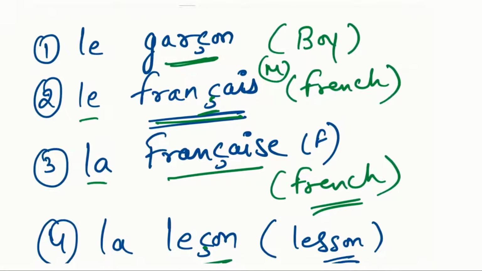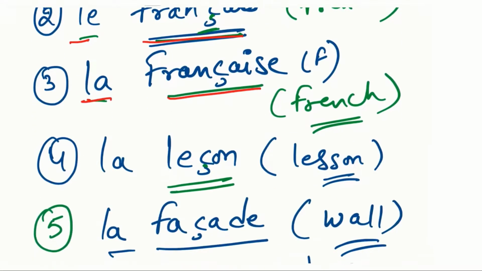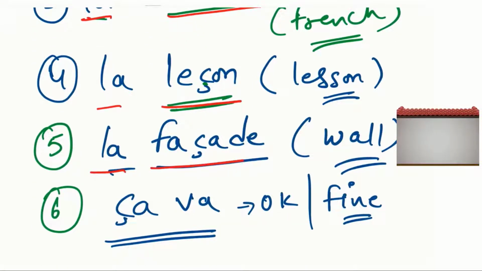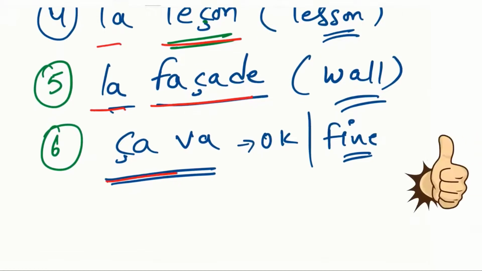So let's revise them once again. The sound is sir, as I told you earlier. Le garçon, the boy. Le français, French masculin. La française, féminin, French. La leçon. La façade. And ça va. So we are done with the first one of today, la Cédille. So let's proceed with the second one now.